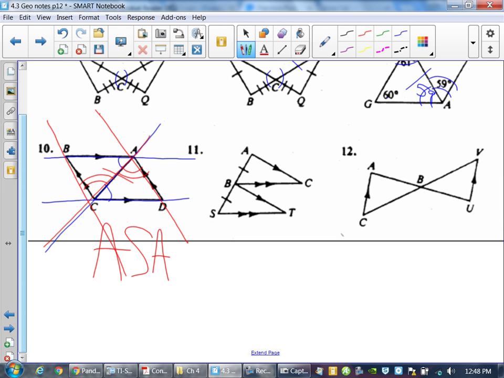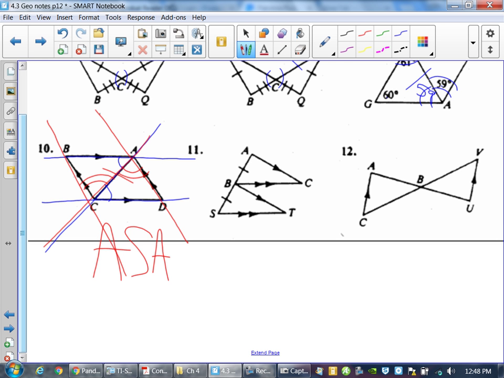I'm going to give you a hint here, guys. Anytime you see something that looks like a parallelogram and the sides opposite are both parallel, that diagonal creates alternate interior angles going both ways, if both sets are parallel. It happens every time. Okay?